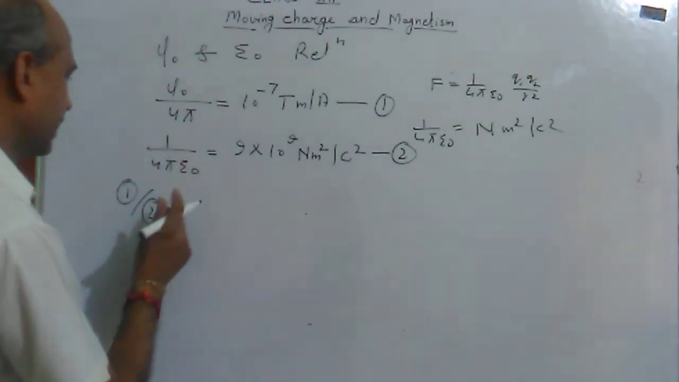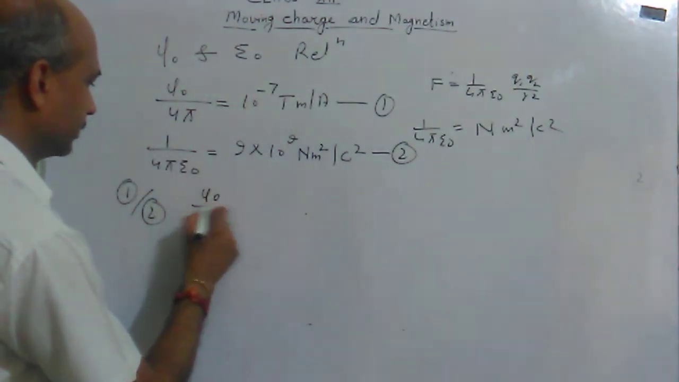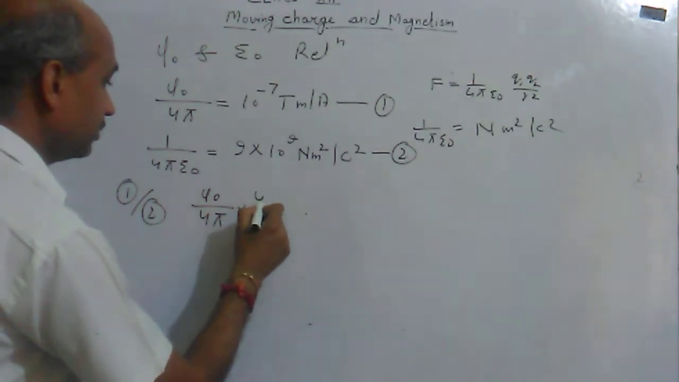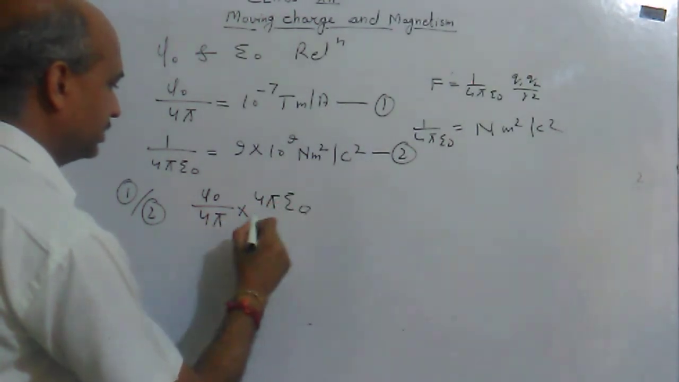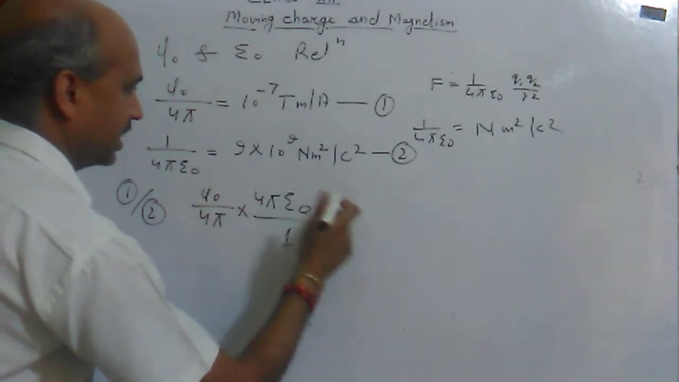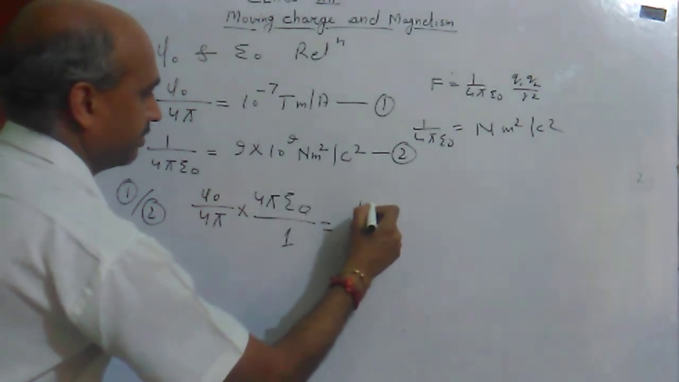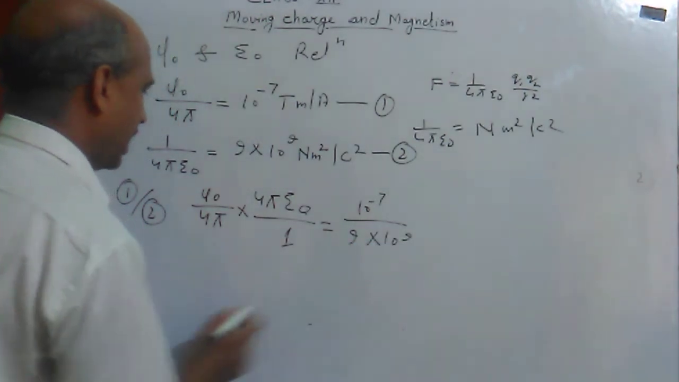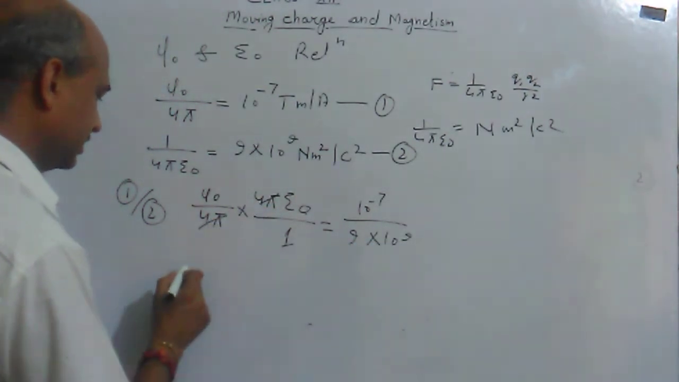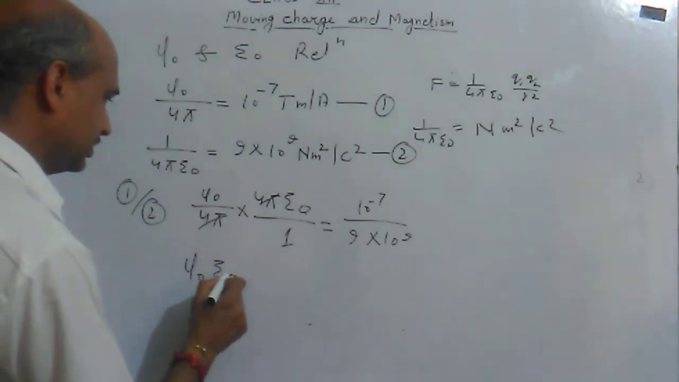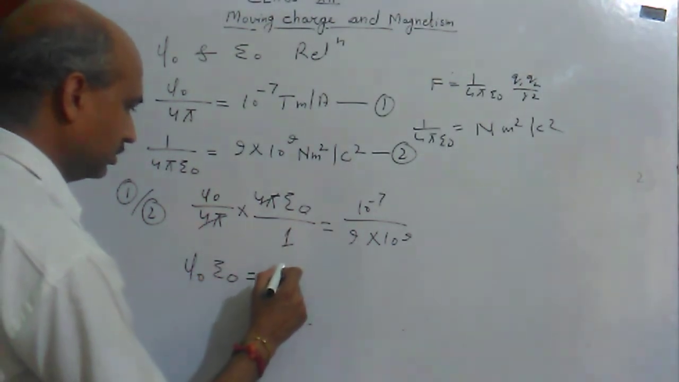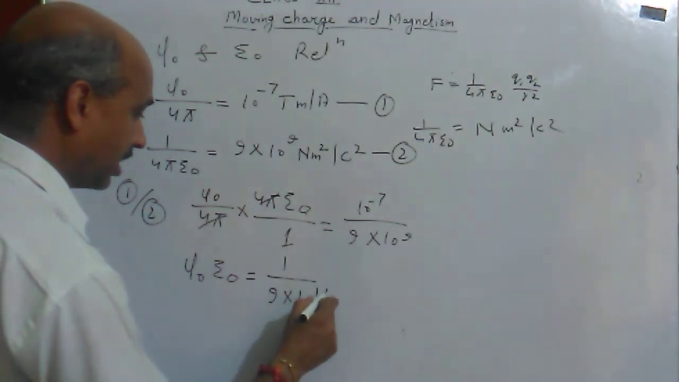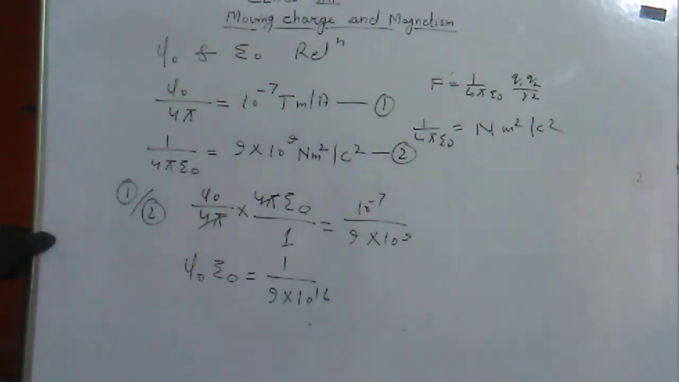So जब divide करेंगे तो then we will get mu 0 upon 4 pi into 4 pi epsilon 0 upon 1 we can say, और यहां से कितना आ जाएगा? From here we get 10 to the power minus 7 upon 9 into 10 to the power 9. So 4 pi get cancelled. Mu 0 epsilon 0 equals 1 upon 9 into 10 to the power how much? 16.